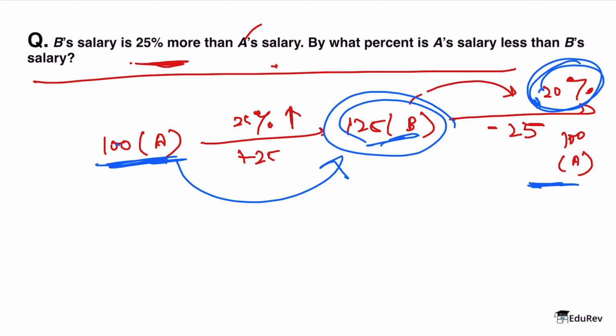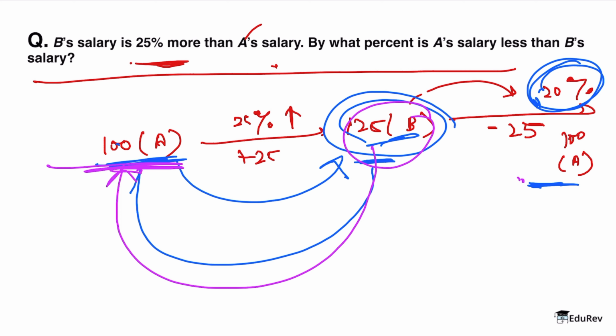This is happening because the base is changing. What is the salary of B with respect to A? I have to give the answer with respect to A, that is 100. Here what I am asking is, what is the salary of A with respect to B? With respect to B means 125. So the base of the ratio by which I need to calculate the percentage is changing. Therefore, the percentage is also changing. I hope you have understood this.